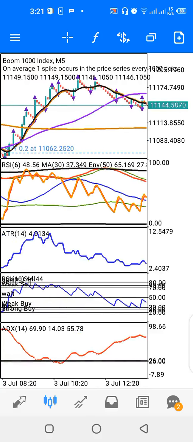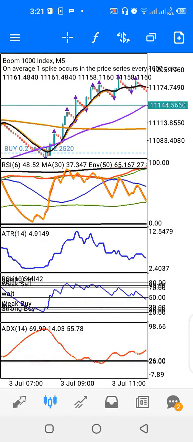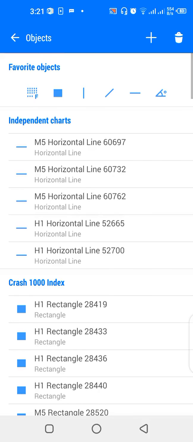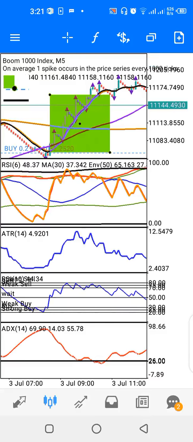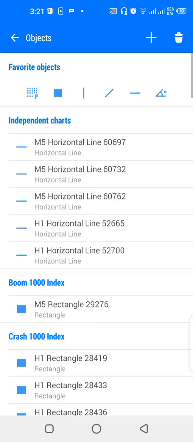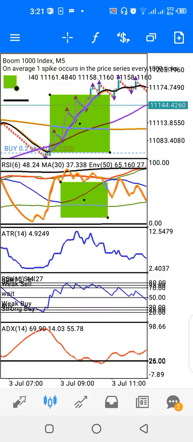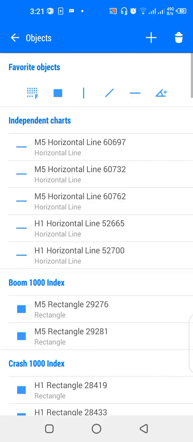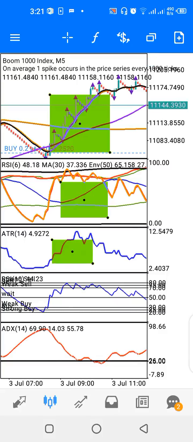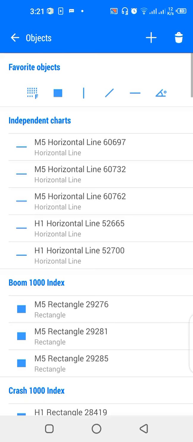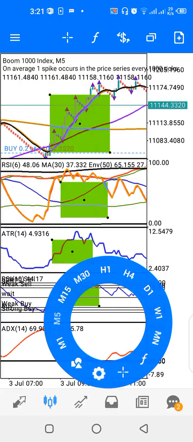Now for the 5 minutes time frame, we have 5 windows. We have the main window. This is my main window. We have indicator window 1, indicator window 2, indicator window 3, and indicator window 4.